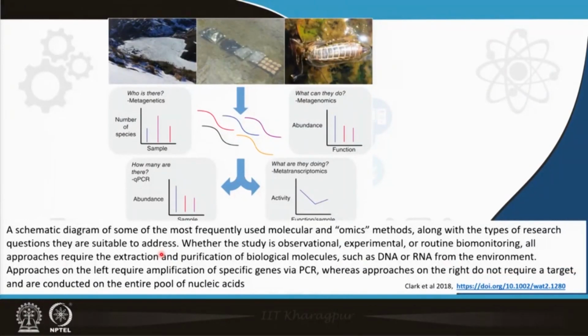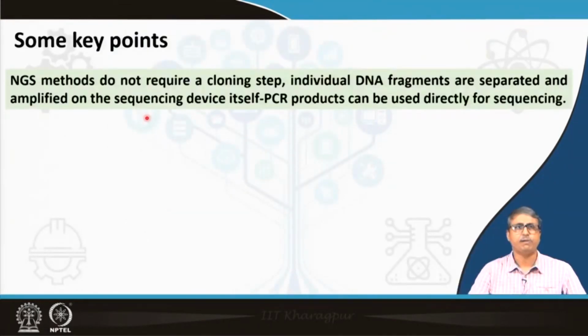Now there is something more interesting than this. So here is the picture of the different environmental samples. We get the DNA and then apply the next generation sequencing method. So these are the different questions that we often have to answer. For example, who is there, that is metagenetics; what they can do, that is metagenomics; how many are there, that is quantitative PCR; and what they are actually doing, the metatranscriptome. These three we will discuss later. We are right now discussing the first point, who is there, answering that fundamental question. So we will come to this particular part, metagenetics.